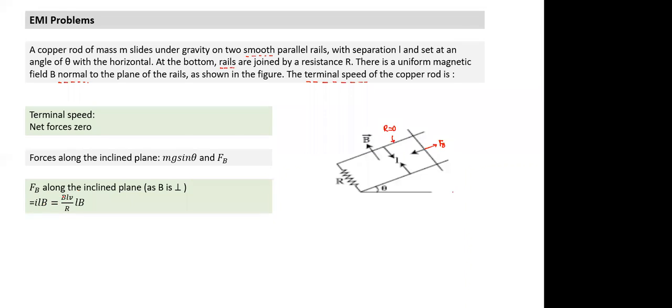And even if we don't remember the formula, what is Fb? Magnetic force is ILB. What is I? I is equal to EMF by R. So BLv by R into LB. And B is perpendicular to the plane, so mg sin theta is equal to Fb. We equate this to current into LB, and from here, this will give you the terminal velocity. So if you follow the terminal velocity concept step by step, this also was a question which is not difficult. We can move to the next one.